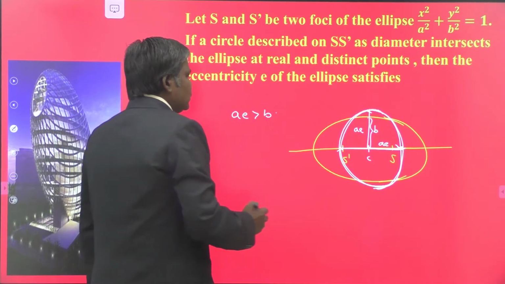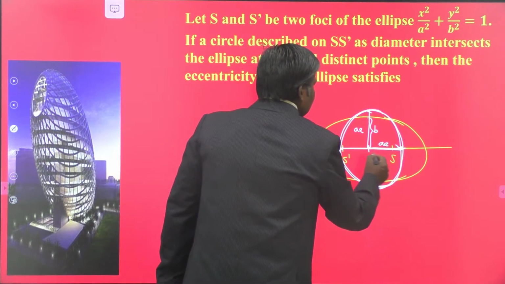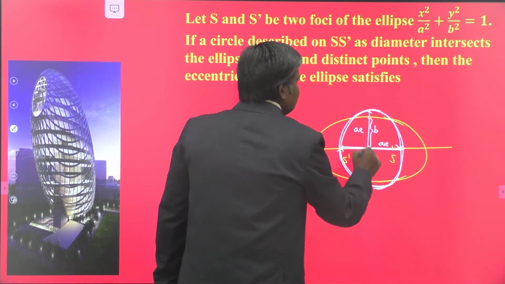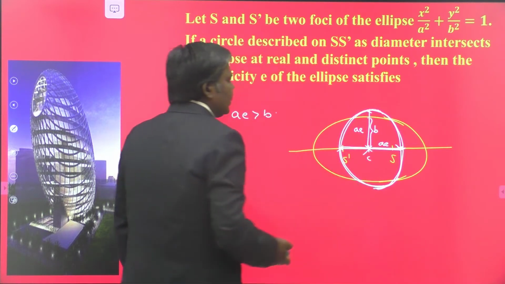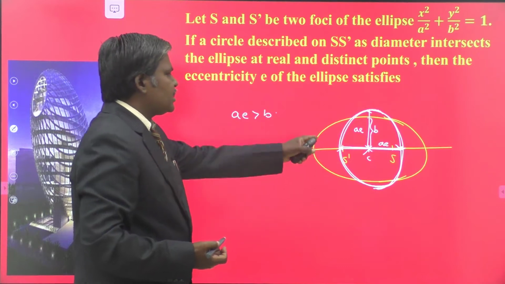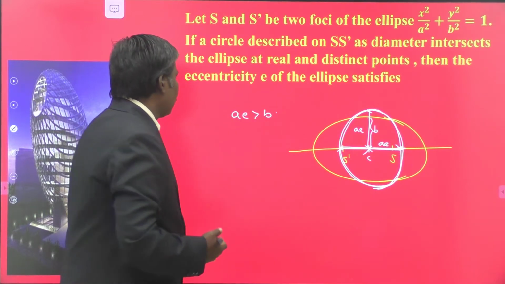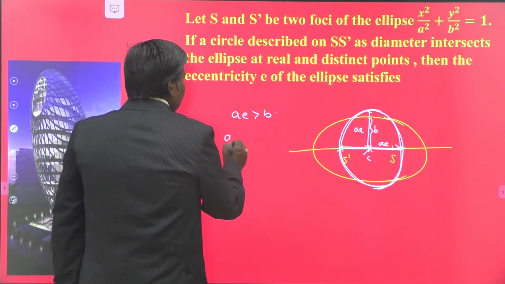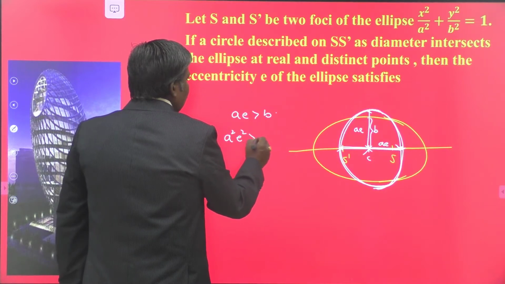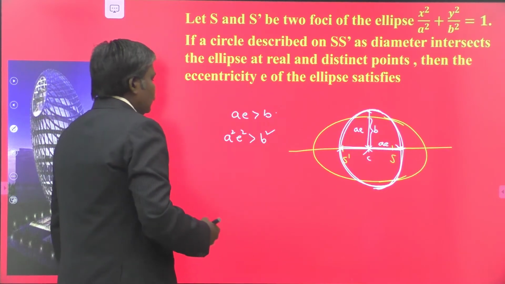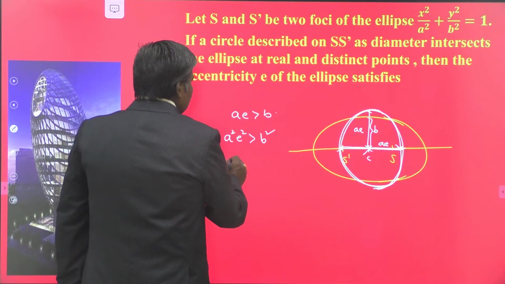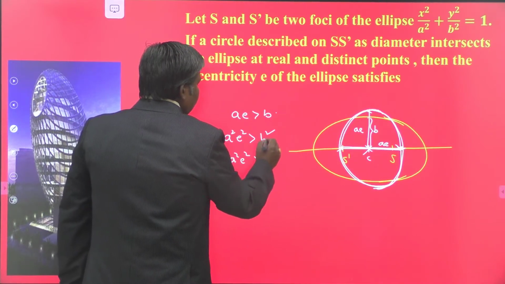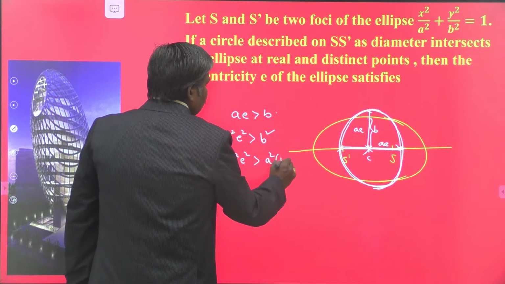Okay, what is the radius? CS. We are constructing a circle on SS dash as diameter. Its center is immediately C(0,0). That is the center of the ellipse also. Now squaring on both sides, what do we obtain? A square E square greater than B square. So B square is nothing but A square into 1 minus E square.